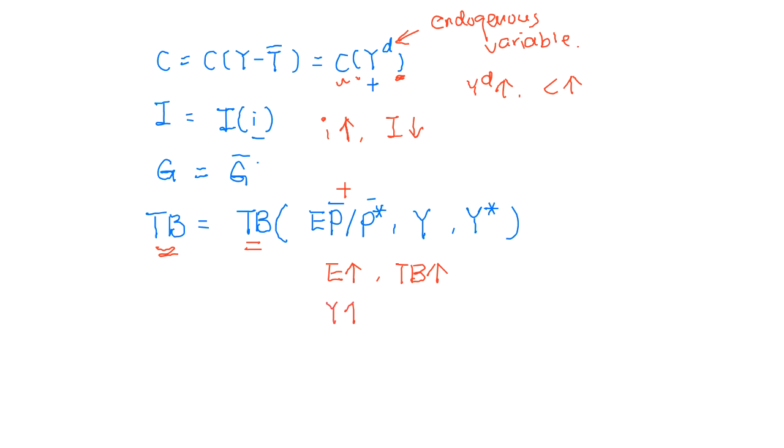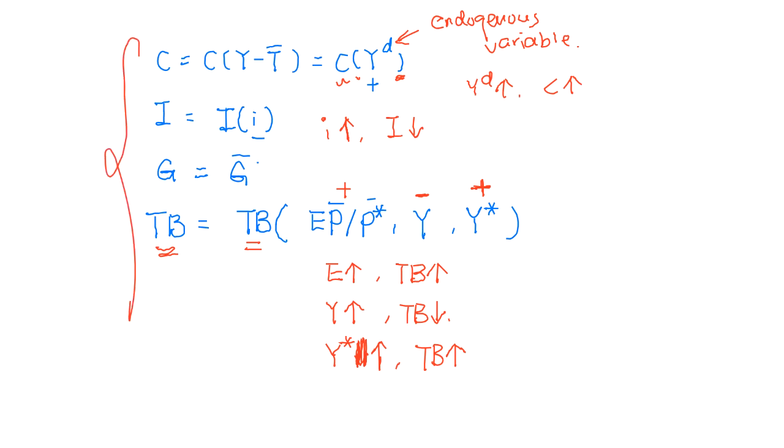Y increases, trade balance will decrease, right? Because the home country's citizens could buy more goods from outside of the country. So this is a negative term. This one, if the foreign income increases, trade balance will increase, right? So this one, they move in the same direction. Okay, so that's what I have in the IS curve. This is the goods market.